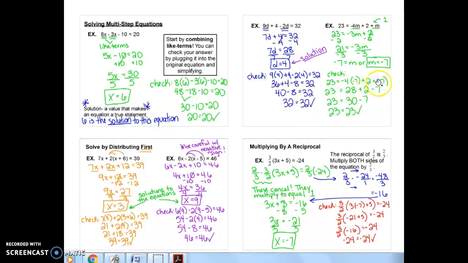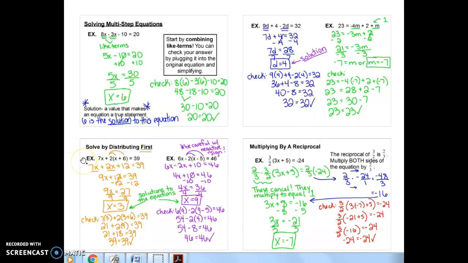Go through with order of operations. So -4 times -7 is 28, plus 2 minus 7. Left to right, 28 plus 2 is 30. Subtract 7, you do get 23 equals 23. So you now know that your solution was correct.